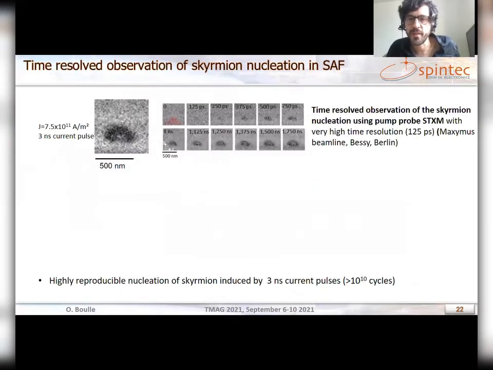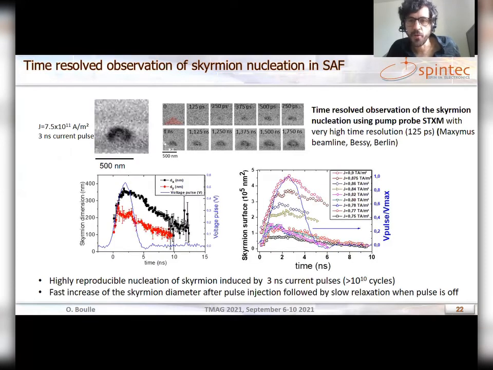To better understand the dynamics of the nucleation, we carried out a pump-probe STXM experiment at the Maxymus beamline in the BESSY synchrotron, which allows time-resolved imaging with very high time resolution, down to 125 picoseconds. You can see on the animation the time-resolved nucleation of the skyrmion induced by the injection of a 3 nanosecond current pulse. This process is highly reproducible and is observed over 10 billion cycles. The current injection leads to the nucleation and a fast increase of the skyrmion size, followed by a slow relaxation when the pulse is turned off, due to the domain surface tension.